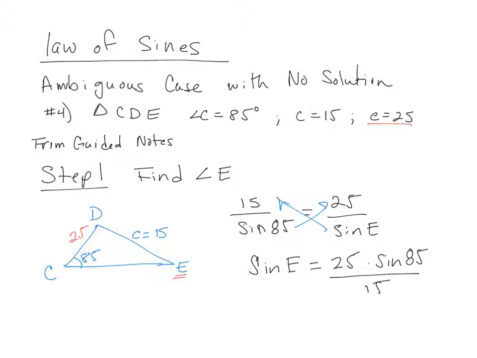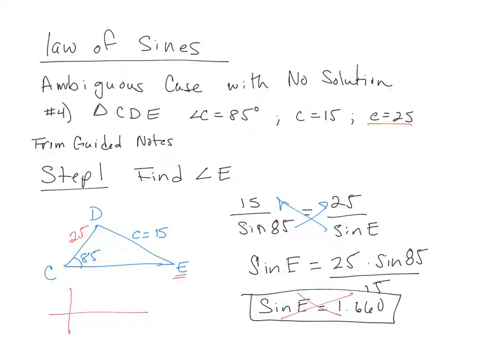All right, so let's look at what happens here. This is why I have no solution. This is saying that the sine of angle E is equal to 1.660. Well, that's not possible because the range, meaning the value of the sine, has to be between -1 and 1. Think back to the graph of our sine. The graph of our sine went from 1 to -1 over a period of 2 pi. That's it. So there is no solution for this particular question.